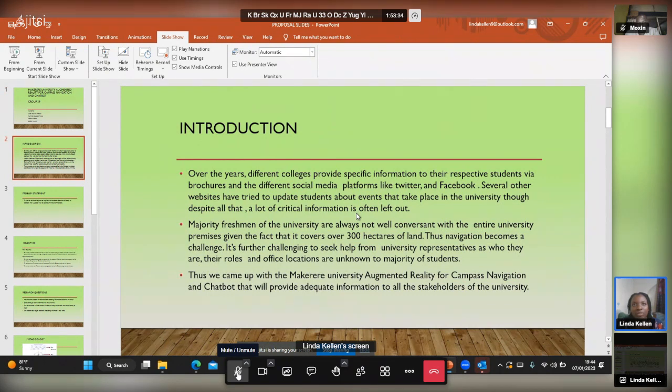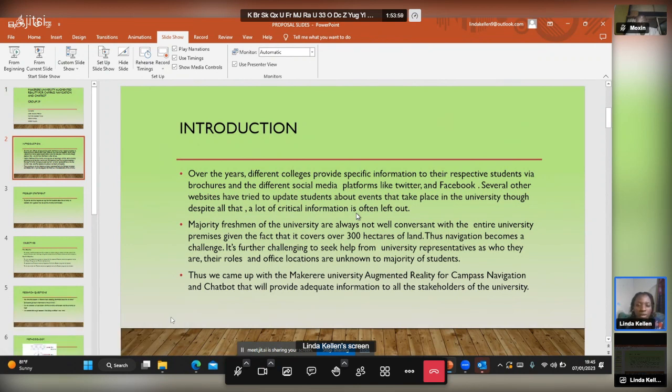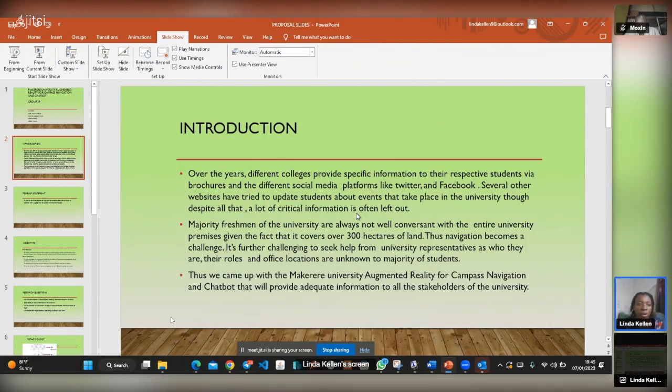Over the years, different colleges have been giving specific information respective to their students via brochures and different social media platforms like Twitter and Facebook. Several websites like Campus B have been providing information regarding the events occurring at the university. All this has been there, but still a student has not been getting all the information. Critical information has always been left out.